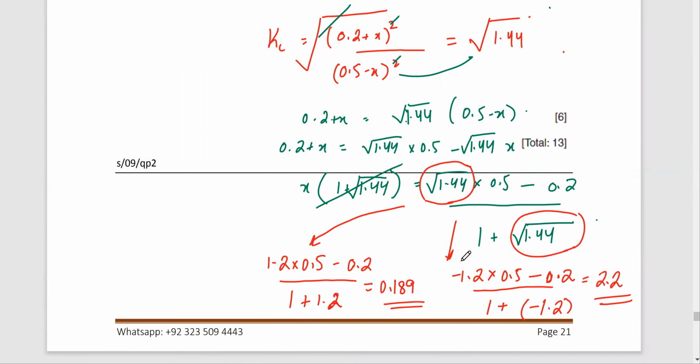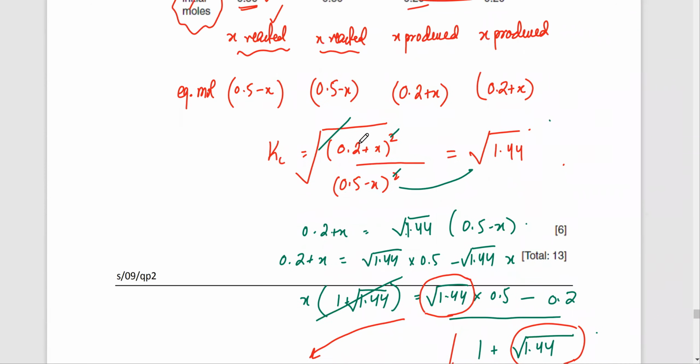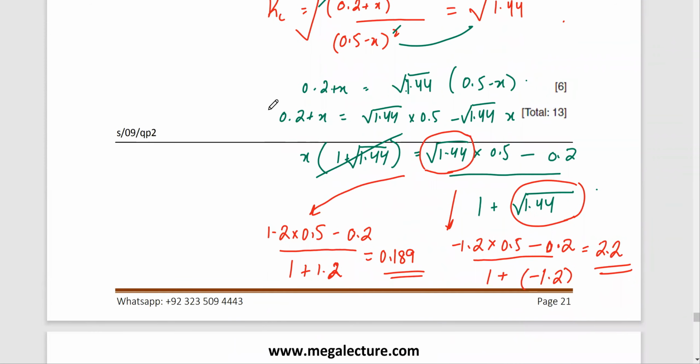So which value would you put? If you use 2.2, what's going to happen is that 0.5 minus 2.2 is going to give you a negative value for moles, which is not possible because moles can never be negative. They can't be less than 0. So 0.189 is going to be the correct one, not this one. So you're going to put 0.189.